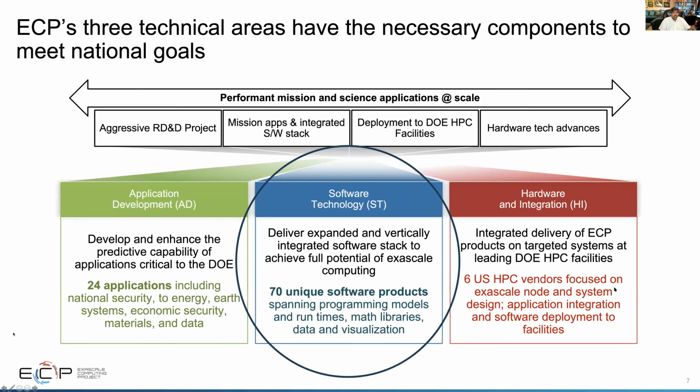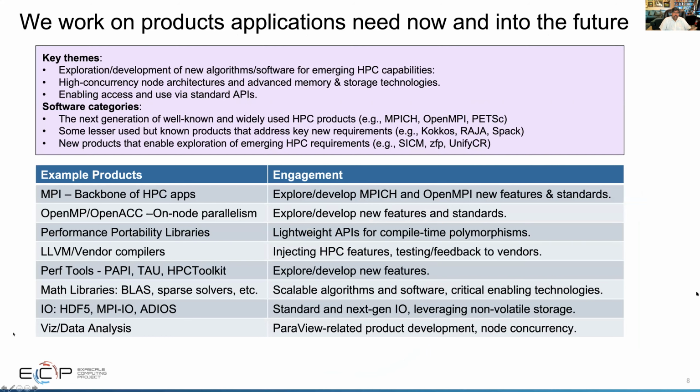You are well aware of the three areas of ECP: application development, software technology, and hardware and integration. We have over 70 unique software products in the software technology portfolio, and this is what we are focusing on in our E4S project. We work on products applications need now and into the future. We have a range of packages that are critical for HPC.